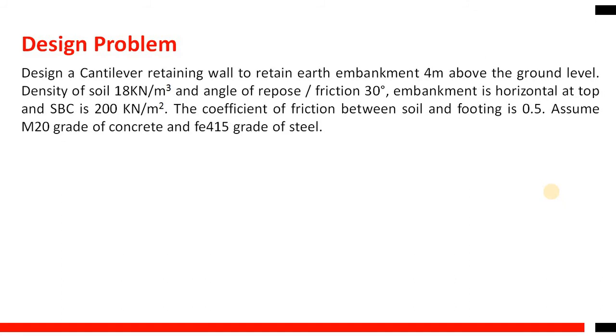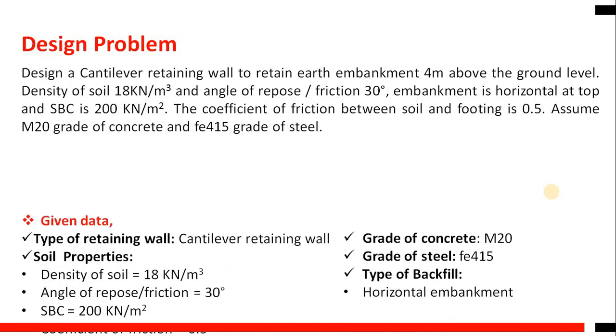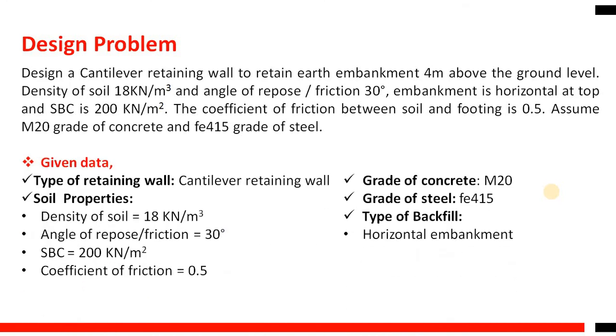Here the design problem is: design a cantilever retaining wall to retain an earth embankment 4 meters above the ground level. Density of soil is 18 kN per meter cube, and the angle of repose, also known as the angle of friction, is 30 degrees. The embankment is horizontal at top, and SBC, the soil bearing capacity, is 200 kN per meter square. The coefficient of friction between soil and footing is 0.5. Assume M20 grade of concrete and Fe415 grade of steel. So all the data are provided to us, and the embankment is horizontal.